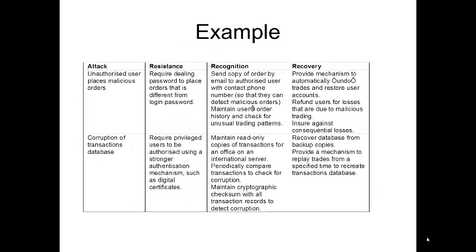So here's an example. An attack, an unauthorized user places malicious orders. For resistance, require a dealing password to place orders that is different from the login password. And recognition is send a copy of the order by email to the authorized user with contact phone number so they can detect malicious orders. And then for recovery, provide a mechanism to automatically undo trades and restore user accounts. Refund users for losses that are due to malicious trading and ensure against consequential losses. Same thing for corruption of transactions on the database. You would indicate some form of resistance, how you recognize it, and how you recover.